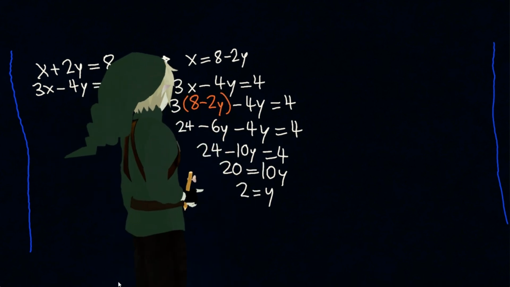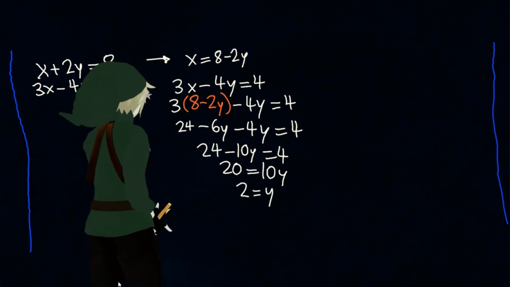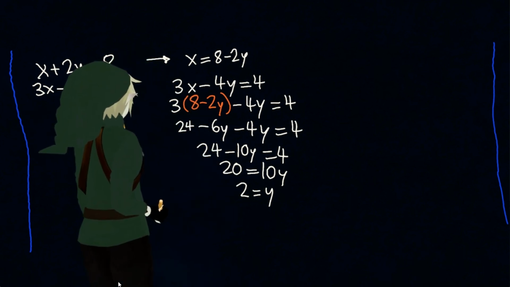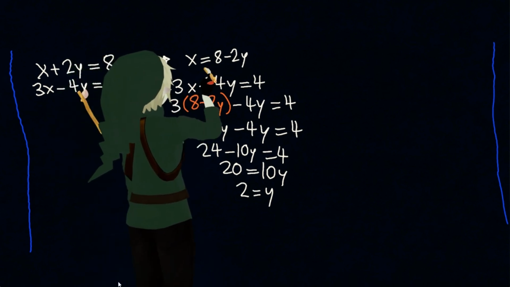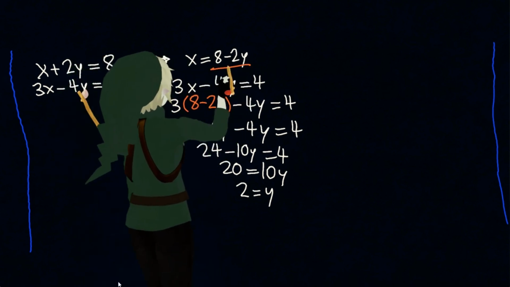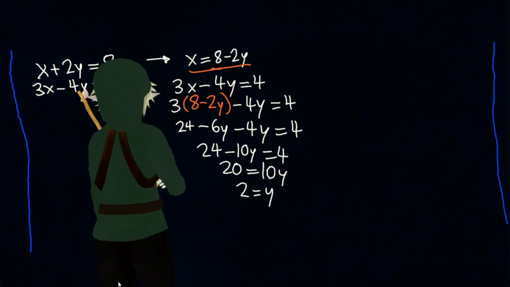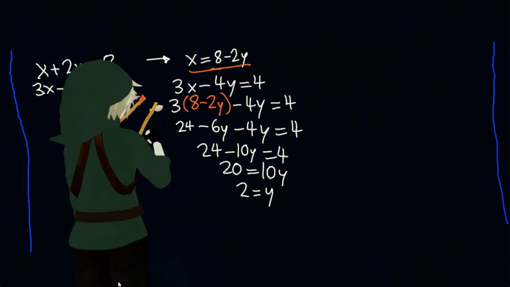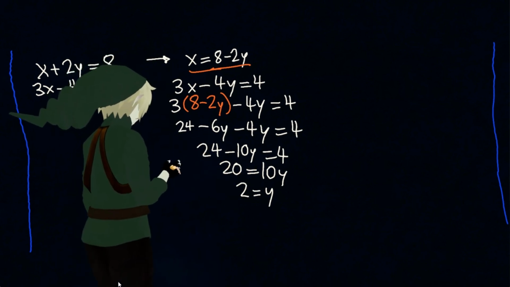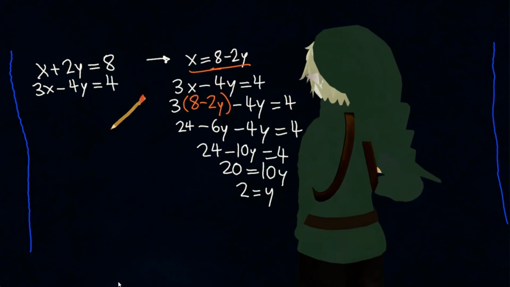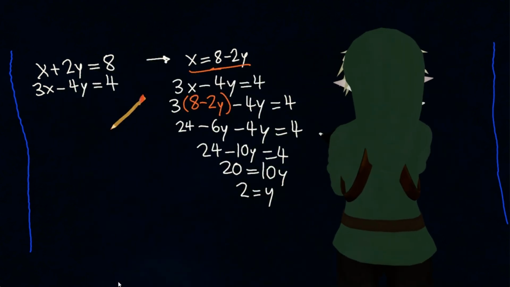The previous one was nasty. But this is a lot cleaner, a lot nicer. So now, again, this came from this. Okay? So, now that we know that y is equal to 2, we can literally just plug it in.